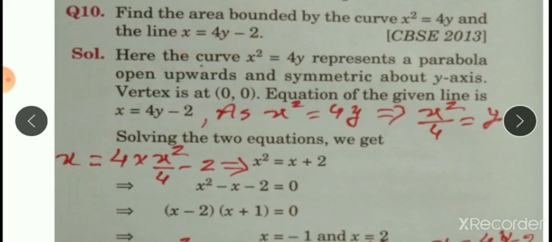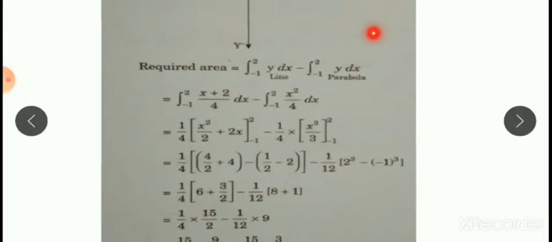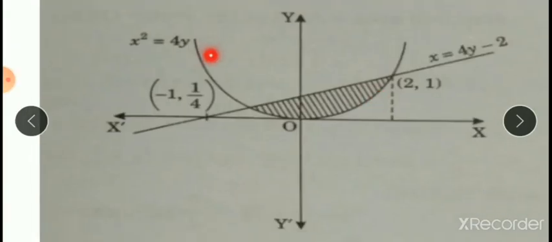If you want to draw the graph, you can substitute here a value of x, or you can substitute a value of y also. That is, for y you can substitute 0, 1, 2, 3, minus 1, minus 2, minus 3, or you can take a value of x, then substitute, then we can find y. Anyway, you know that x square is equal to 4y. This is the graph of x square is equal to 4y. This is an upper parabola.